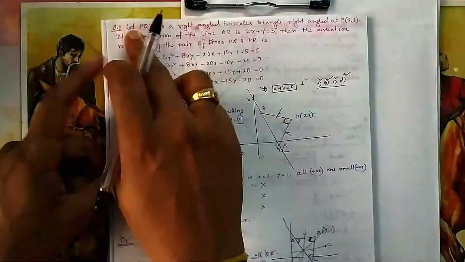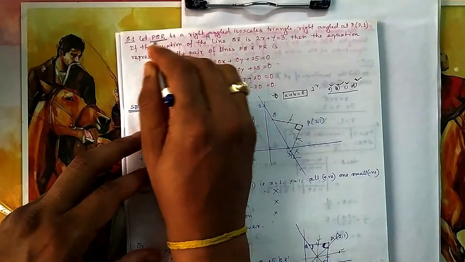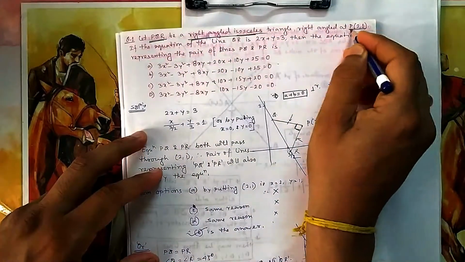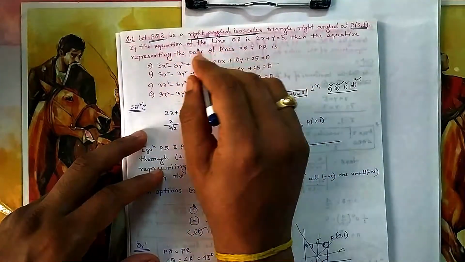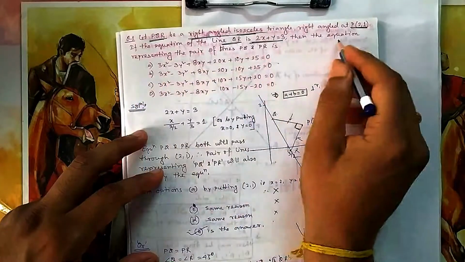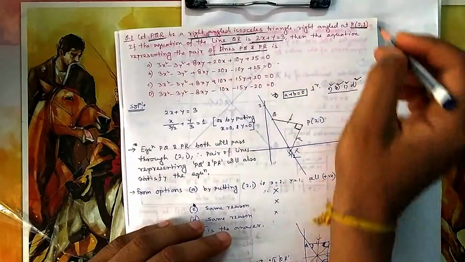Okay students, if you see question number 1, what they are asking here: if PQR is a right angle triangle, an isosceles triangle, right angled at P equal to (2, 1), and the equation of the line QR is given as this one, then find the equation representing the pair of lines PQ and PR. So it is right angled at P.